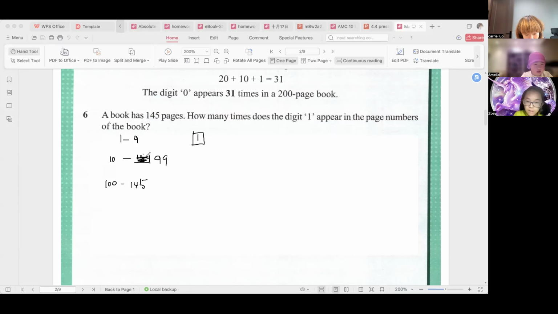Are there 18 for 10 to 99? Okay, so Zoe and Amelia, let's take a look at this one. So how many digit 1 has been used from 10 to 99? We can just do 10 to 19. Can we do it set by set? So from 10 to 19, how many ones are there?